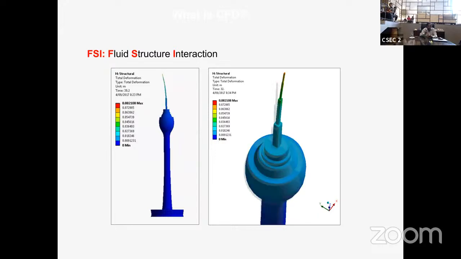I'm not sure everyone can see the slides. Can you see? Yes. So coming back to the topic I mentioned with the Lotus Tower, the fluid structure interaction, and with the accelerations being monitored.